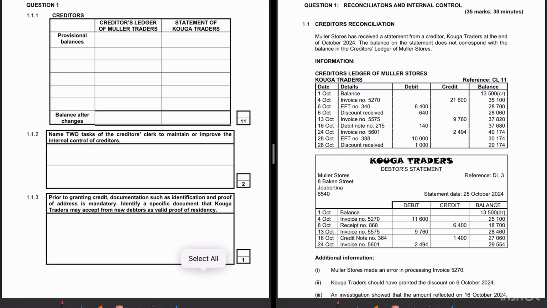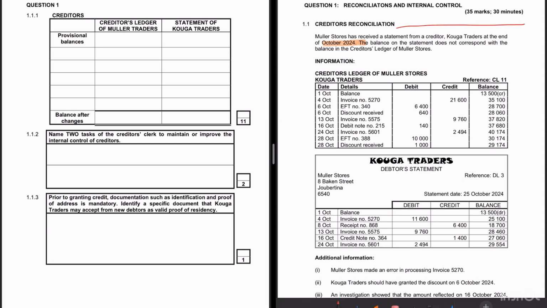So 1.1, our Creditors Recon. Muller Stores has received a statement from a creditor, Cougar Traders, at the end of October 2024. Okay, so dates are always important. We've got October 2024. We can draw out our timeline. So we've got October there, 2024. So we know reconciliation always happens for a month. So it'll start at the 1st of October all the way until the 31st of October.